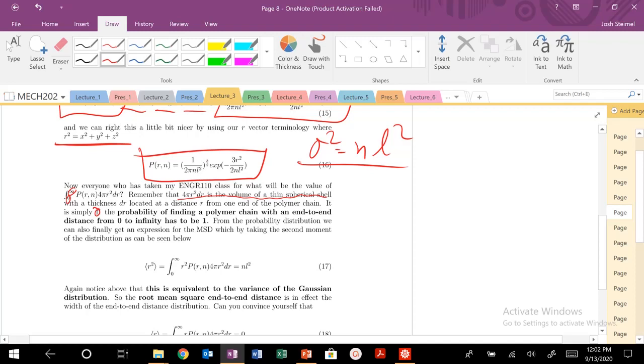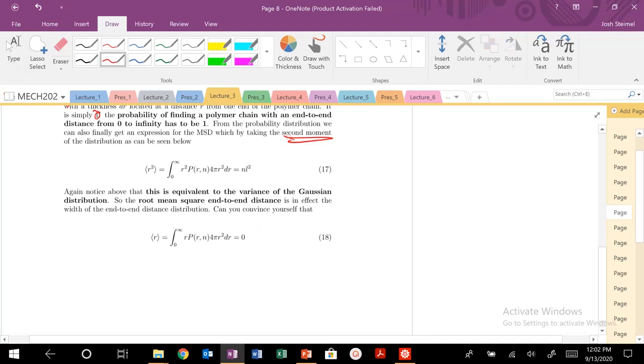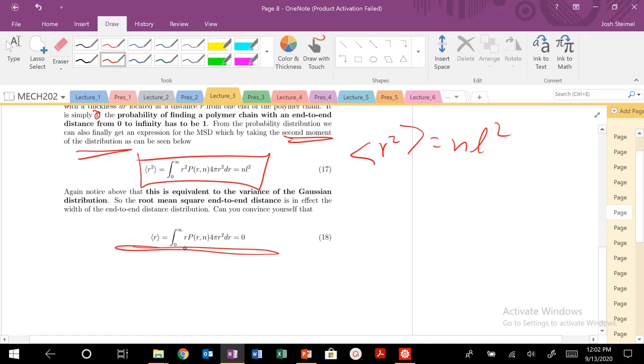Absolutely. Now, the cool thing is if you take the second moment of our distribution, we find our R squared is equal to N L squared. So you could take this derivative. And also, if you take the first moment of our distribution, on average, our R vector should be 0. Again, everything's making sense, because the second moment of the distribution gives you your variance, or sigma. So we're obtaining everything, and the math is matching with our intuition.